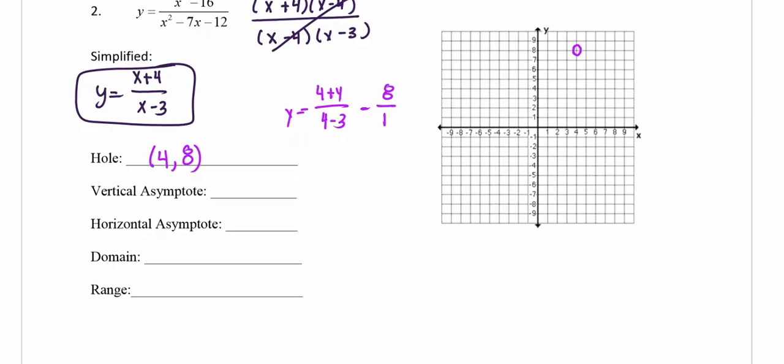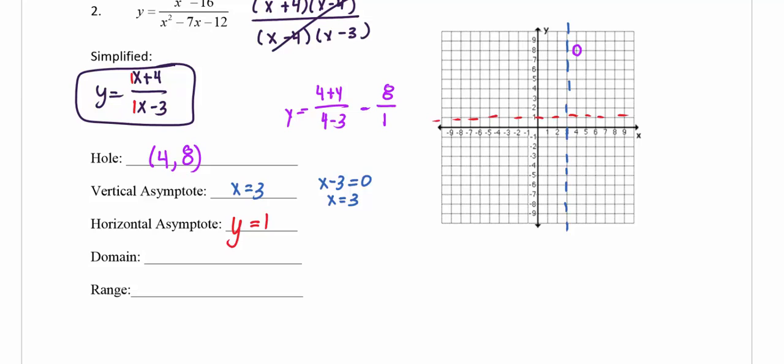Okay, so my vertical asymptote. Then I need to set my denominator equal to 0, right? And then solve for x. So x equals 3. So you make your vertical asymptote at 3. Then your horizontal asymptote, again, you need to look at the type of equation that you have. Here I have an x on top and an x on bottom, so I'm looking at the coefficients. So that becomes y equals 1. So that's a horizontal line at y equals 1.